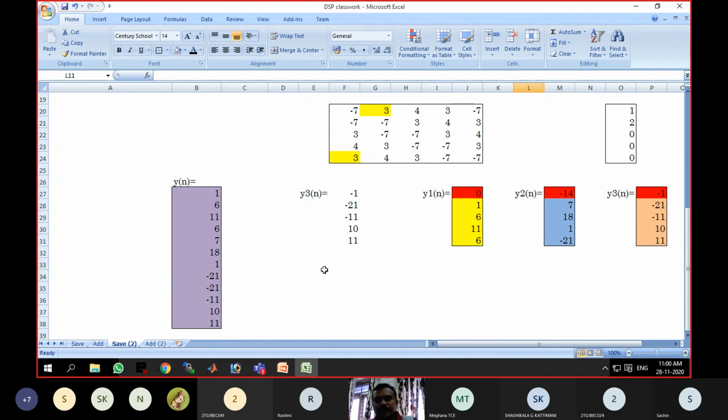So hardly it takes 20 to 25 minutes for your matrix calculation, addition and multiplication, and considering the elements, how to consider the elements.